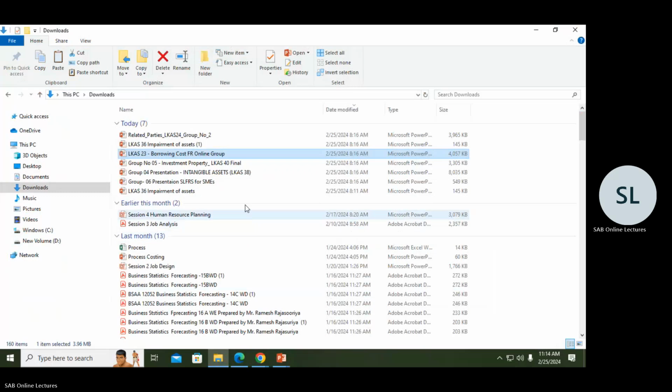Okay. The next one is specifically related to our company accounts. Right. Group number 3, impairment. Is that?